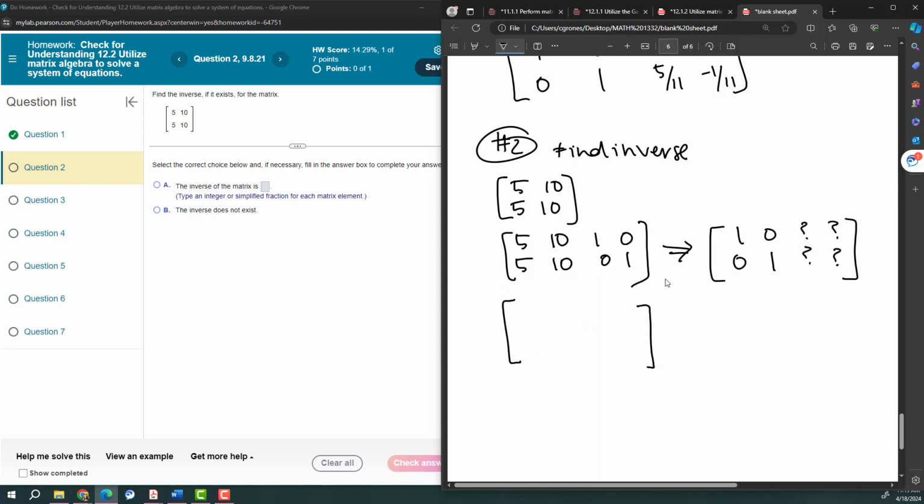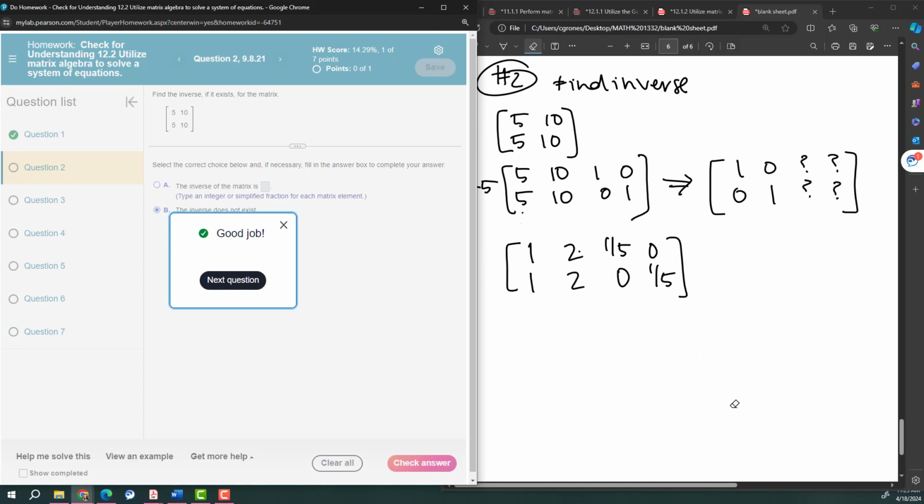So first thing I'm actually going to divide everything by 5. And we end up with 1, 2, 1/5, 0, and then 1, 2, 0, and 1/5. Now it's a little bit easier to work with. I have my 1 here. Let's get a 0 where our top 2 is. So I'm going to multiply the bottom by -1, and then I can add that row 2 to row 1, and that'll be our new row 1.